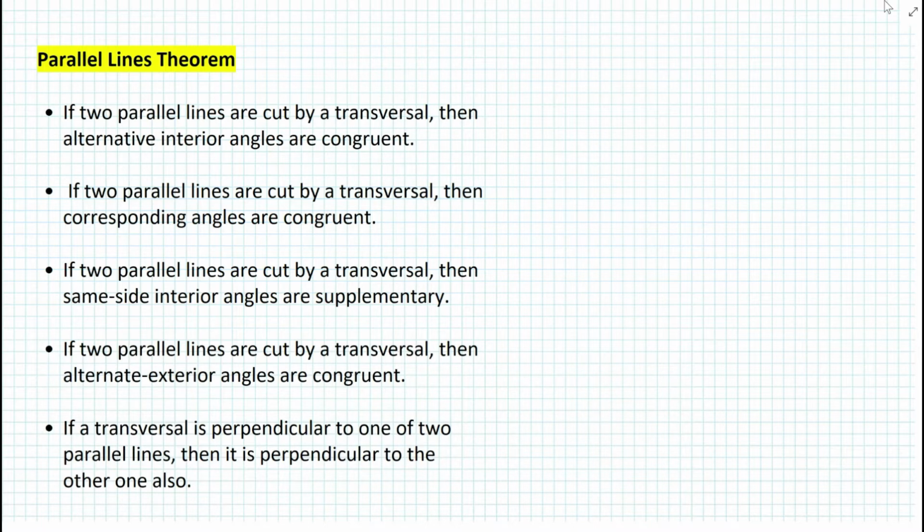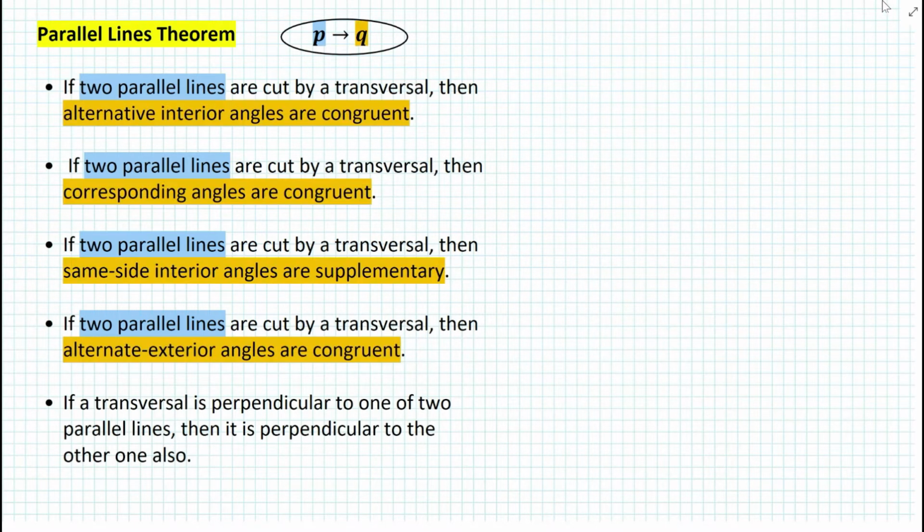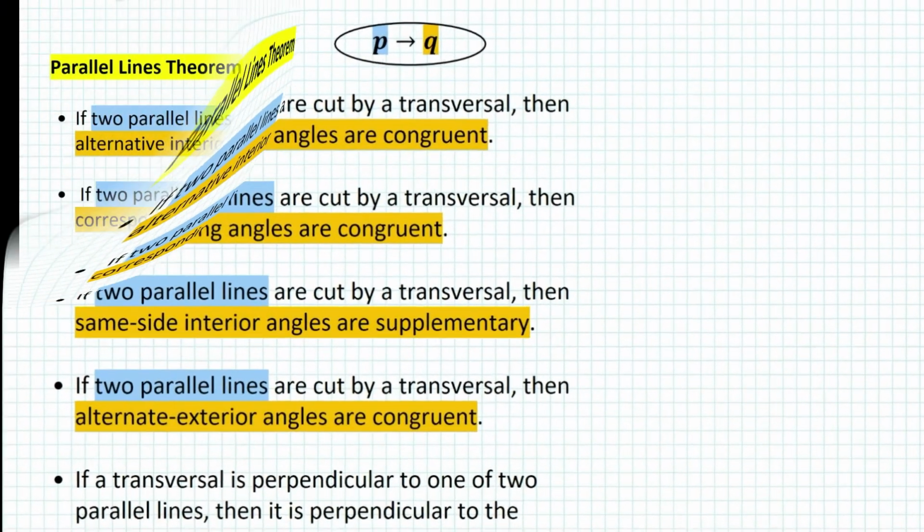If a transversal is perpendicular to one of two parallel lines, then it is perpendicular to the other one as well. So for all of these theorems, except the last one, we have conditional statements. If P, then Q, in which the hypothesis P is two parallel lines. So those are the givens. And the conclusion is the Q, right? That the alternate interior angles are congruent, corresponding angles are congruent, same side interior angles are supplementary, or the alternate exterior angles are congruent. Again, we have a conditional statement with hypothesis P and conclusion Q.